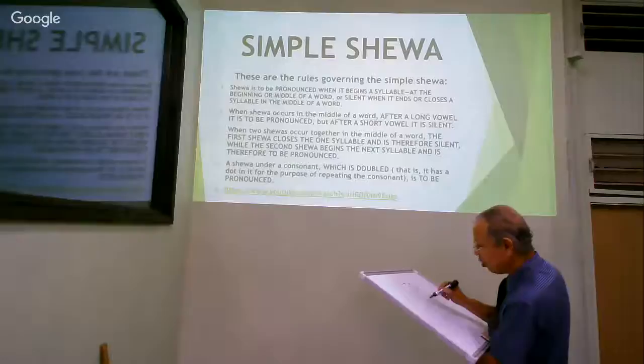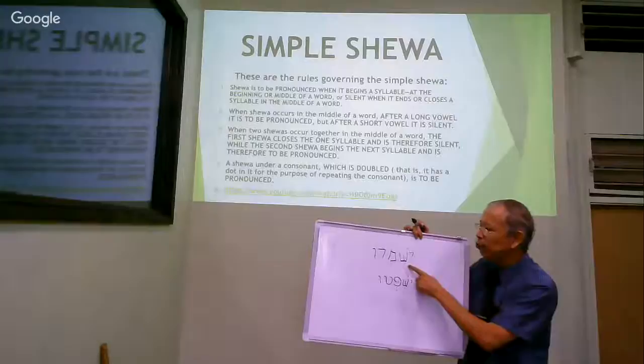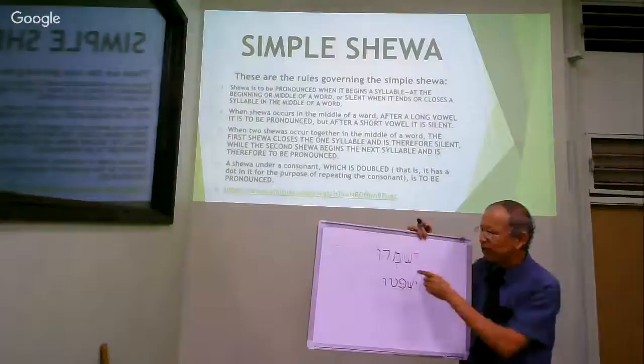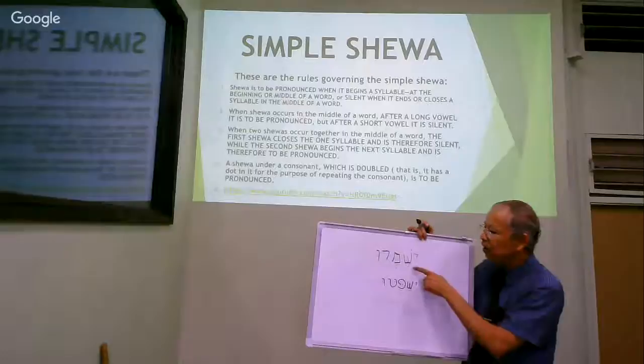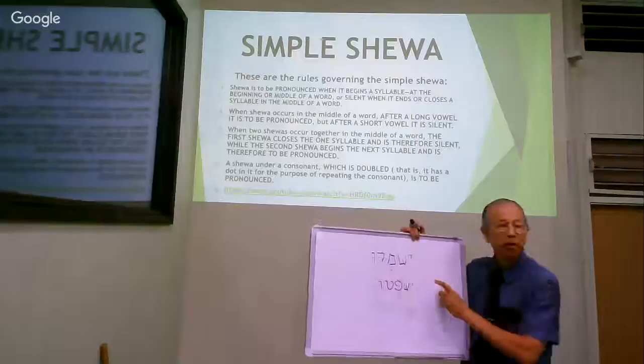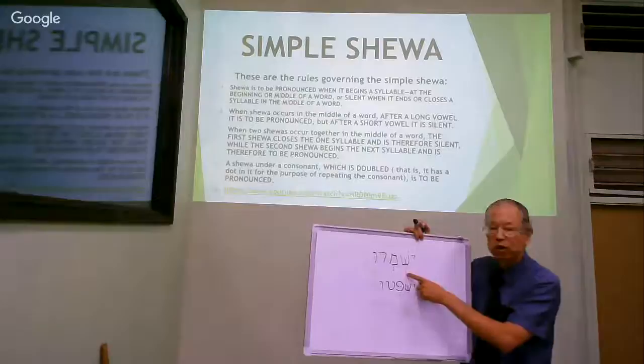So the rule says if you have two simple Shewas right next to each other, like in Yishmeru or Yishpetu, the first simple Shewa closes a syllable, and the rule says that if it closes a syllable, it is not to be pronounced. I will also add another rule.